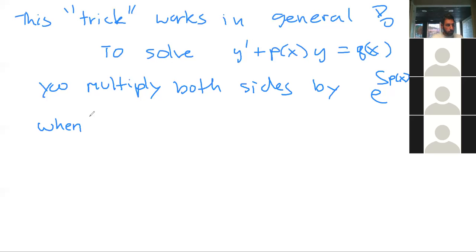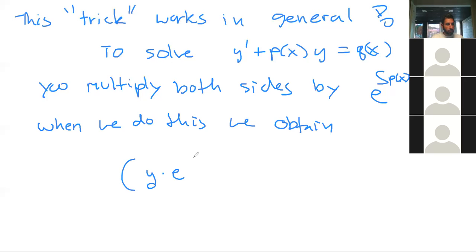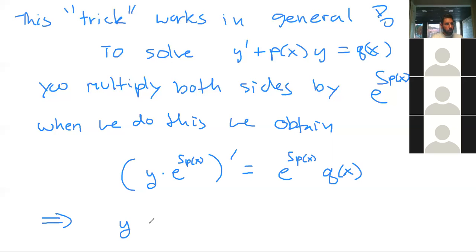So when you do this, what you obtain on the left-hand side is y times e to the integral of p of x, whatever it is, prime, equals e to the integral of p of x times q of x. And then, of course, you can now integrate both sides. You get y, and I'll just give you the formula. y of x equals 1 divided by e to the integral of p of x.